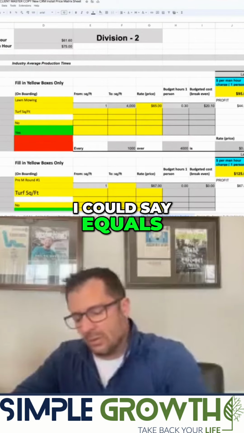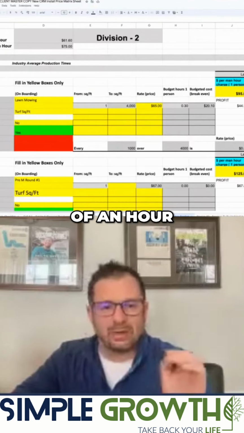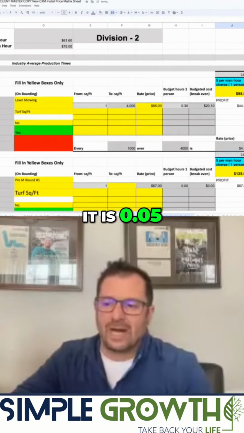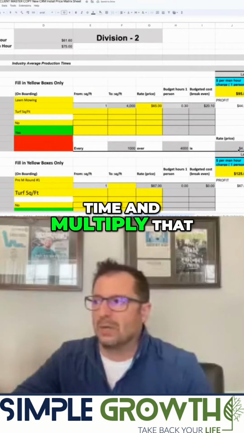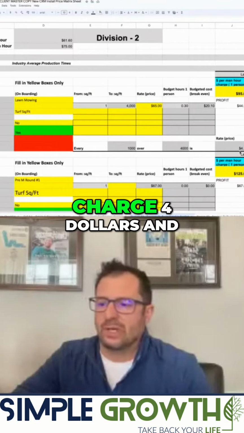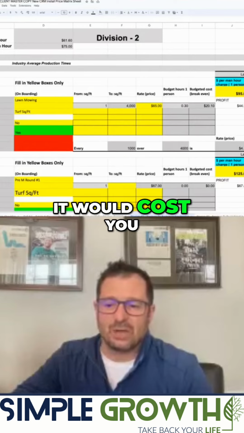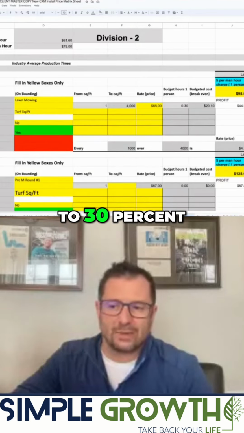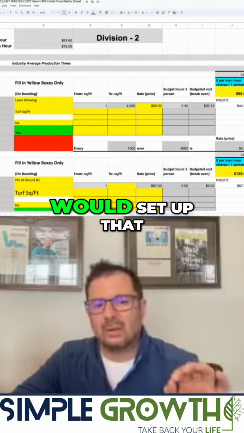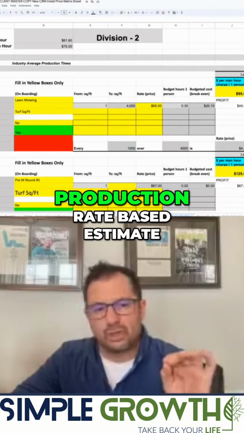I could say equals 3 minutes divided by 60 because it needs part of an hour. It is 0.05. So we take that time and multiply that by our 95 an hour. You would need to charge $4.75. It would cost you $3.35. So that's about a 29 to 30% net margin. So that's how we would set up that production rate based estimate.